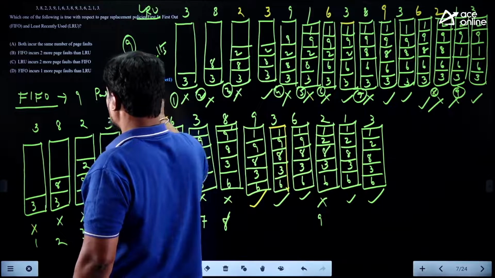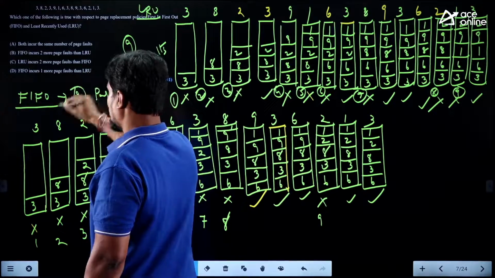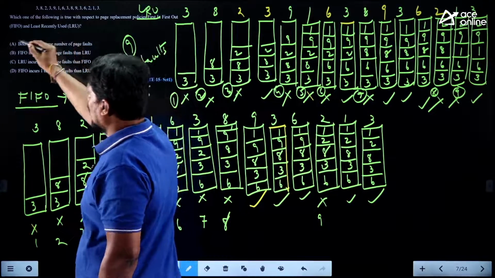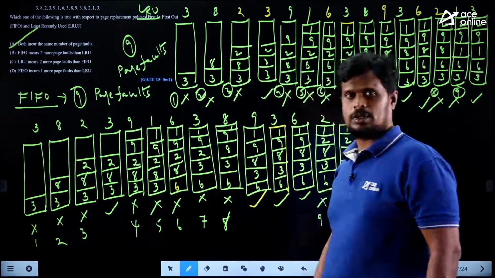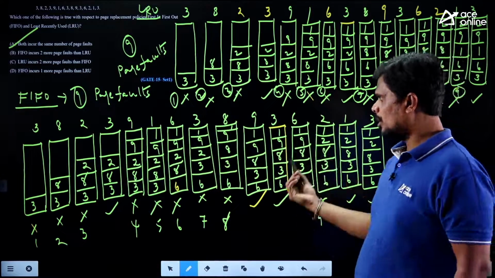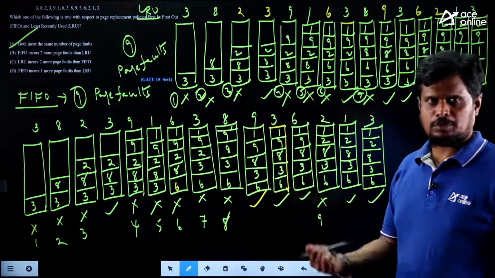So both are resulting in the same number of page faults, so option A, which is both incur the same number of page faults, is the answer for this question. So this is the way you can do questions based on page replacement algorithms.